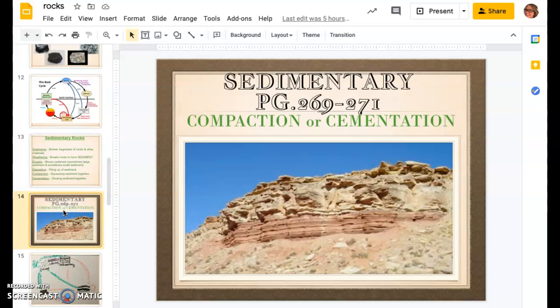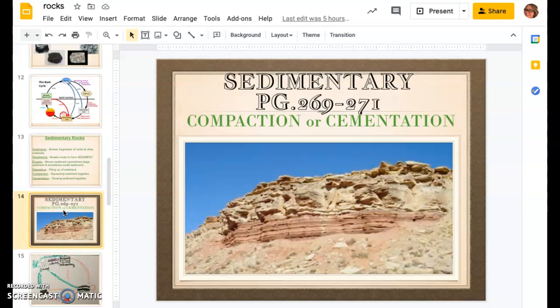The word compaction means to squeeze or press together, like a trash compactor would squeeze trash together for you. Cementation means to glue or bind together. A way to remember that might be to think of cement, like on a sidewalk, gluing and binding itself together, or rubber cement is a type of glue.